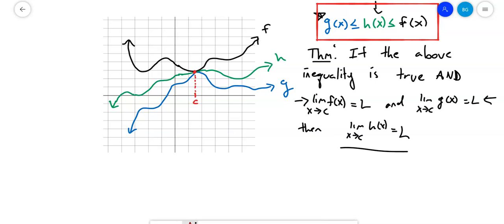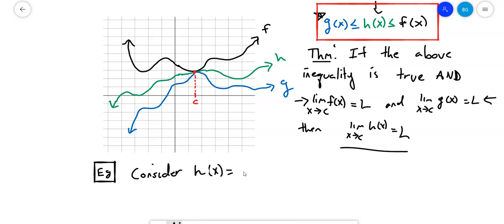So let's do an example where we have to use the squeeze theorem, or at least as far as I know, you have to use the squeeze theorem. There may be another way to do it, but I've never seen it. So let's consider this function. Since we've kind of got this all written out, let's just go ahead and call this h of x, I suppose.